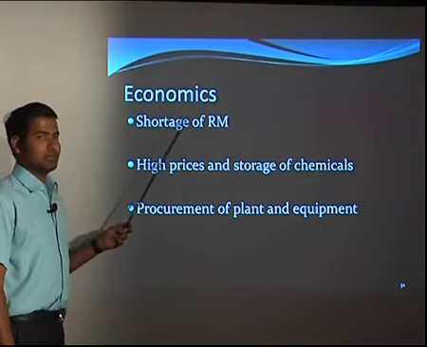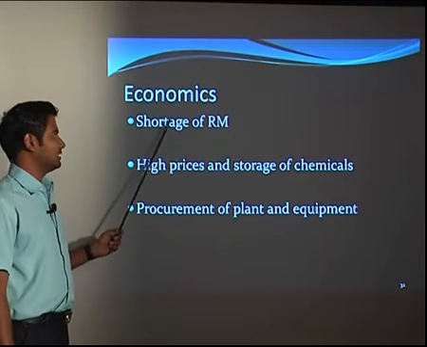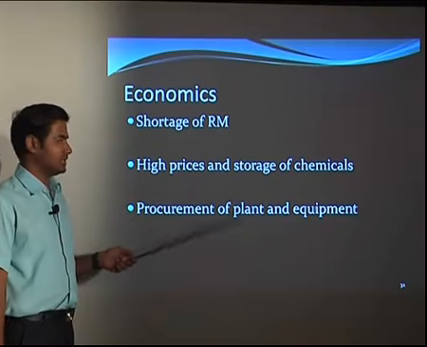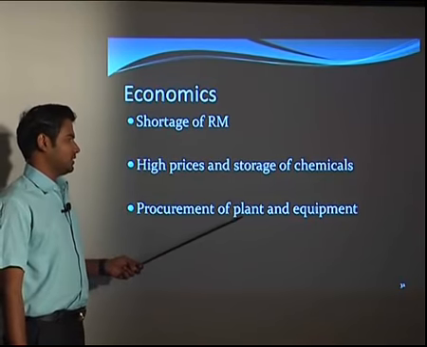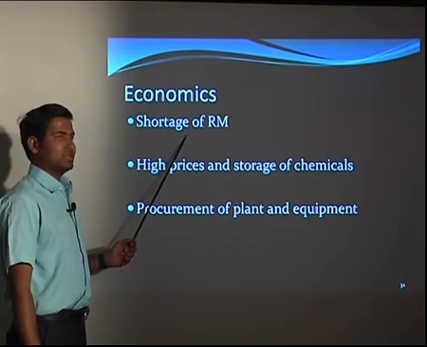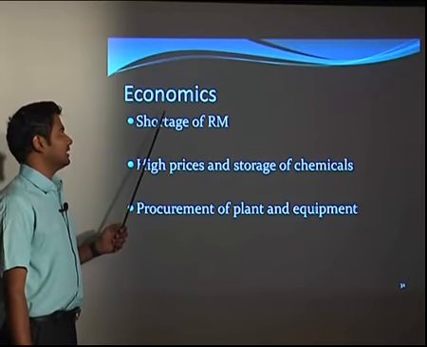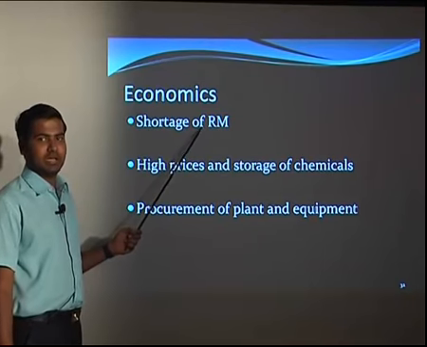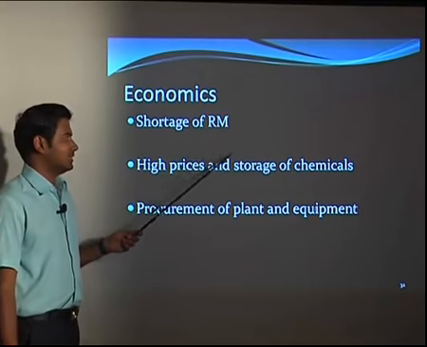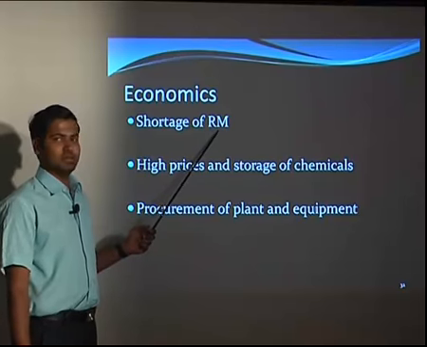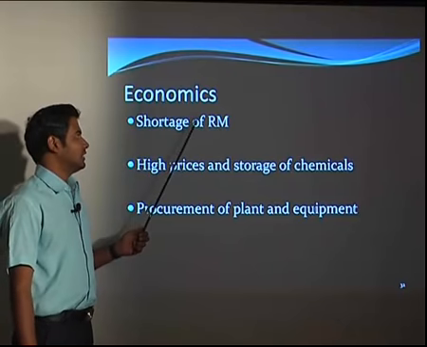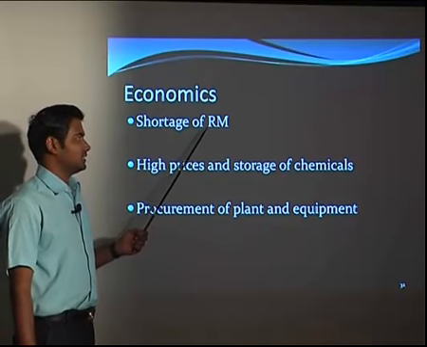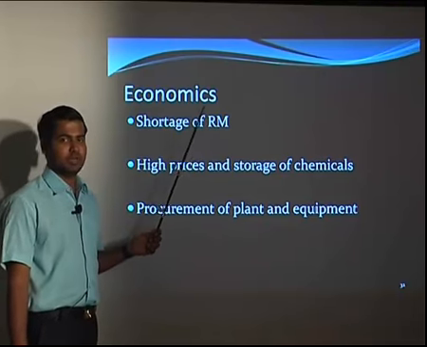So as far as the economics is considered, we have to study three points. One is the shortage of raw material, then high prices and storage of chemicals, and the procurement of plant and equipment. So here the shortage of raw material is considered. Then the raw materials required for pulping and paper are the bagasse, the wood pulps, the grasses, and other fibrous and non-fibrous materials. So you have to send them for storage. So storing is another problem because it will take more space.